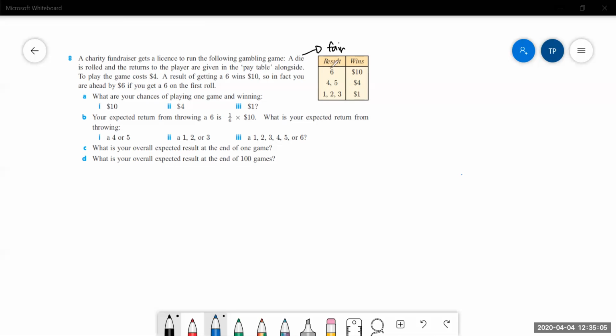So if you roll a 6, you get $10. Roll a 4, you get $4. Roll a 5, you get $4. Roll a 1, 2 or 3, you get $1 each. To play the game, it costs $4.